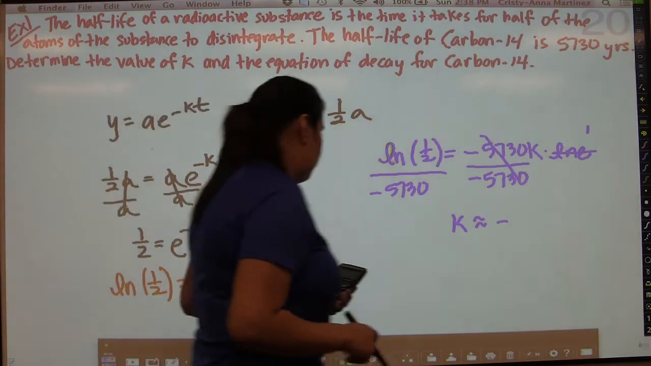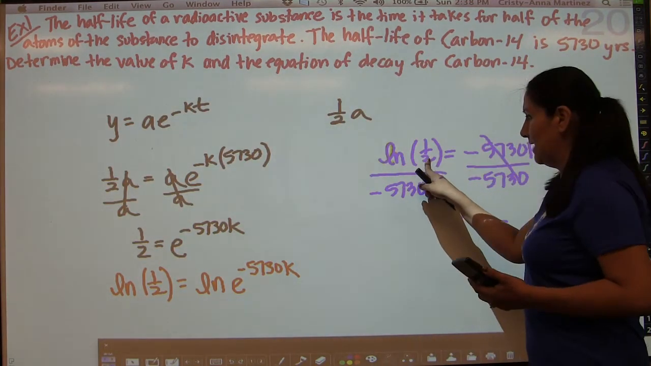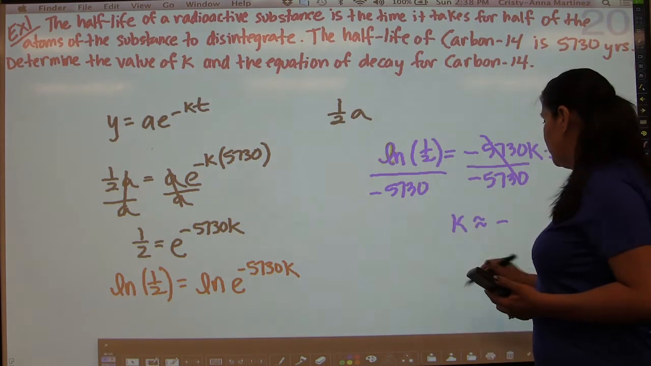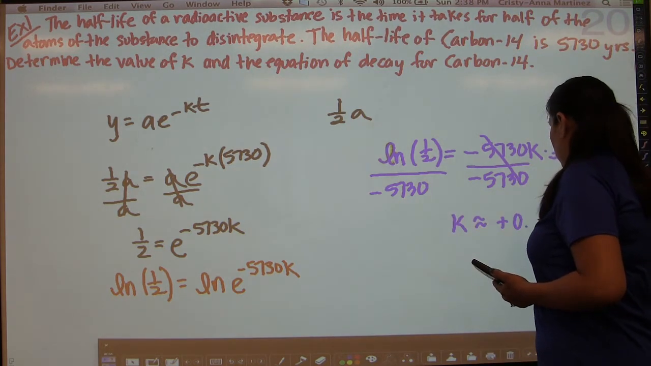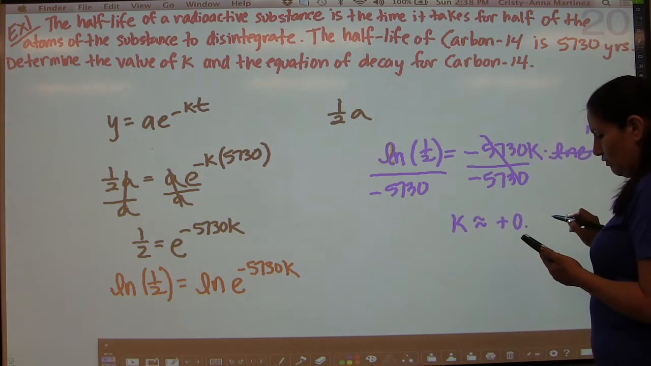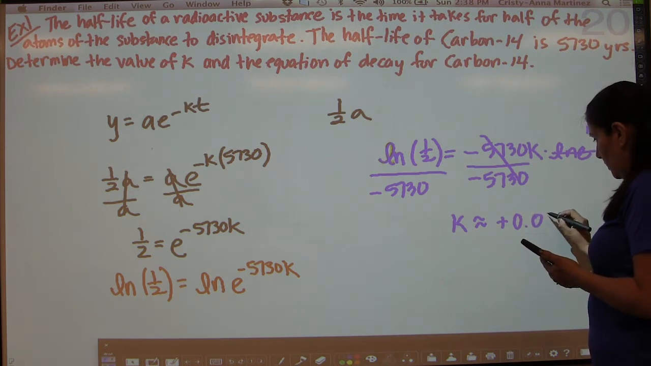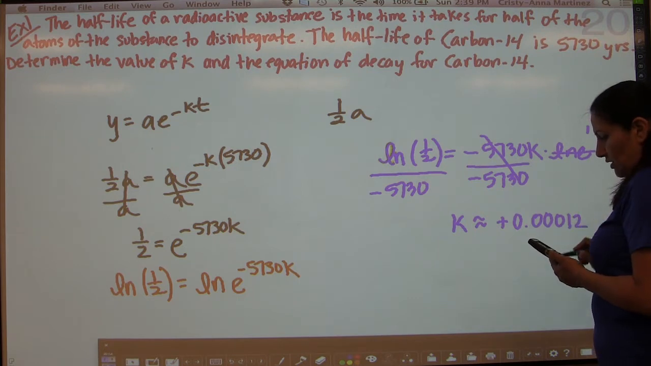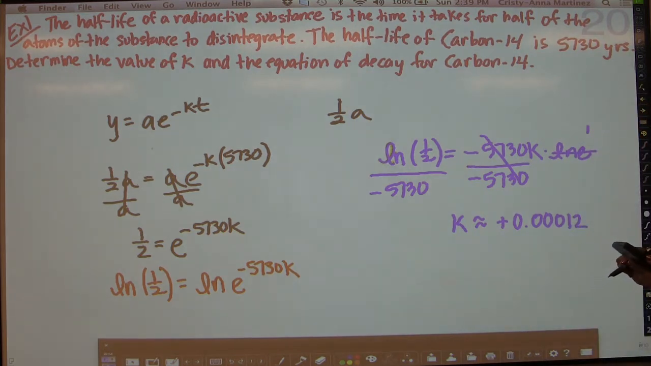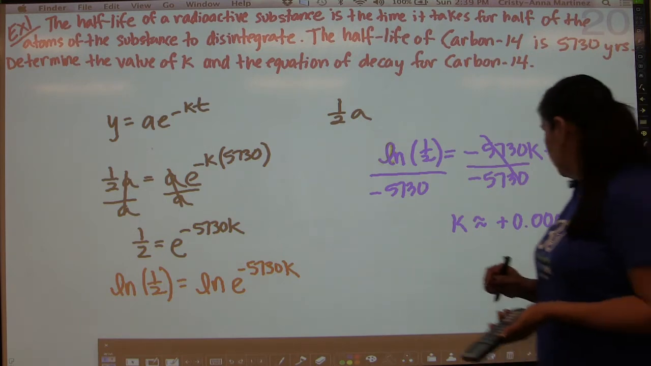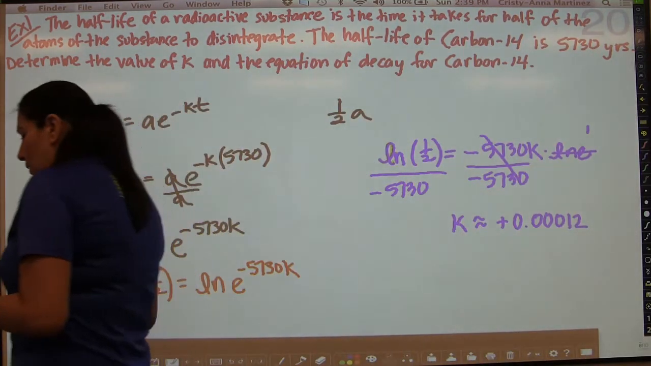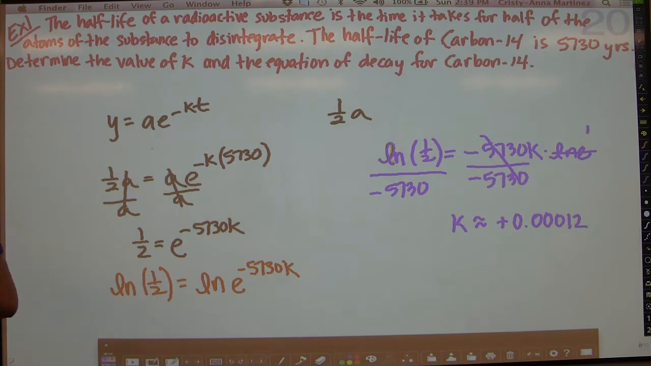K is approximately, because the log of 1/2 is negative, so negative divided by negative actually makes us a positive 0.0001, and we've got 4 decimal places, so 1, 2, 3, and then 1, 2. If I round, 1, 2, 1 actually, but there you go. So K is approximately 0.00012, or 1.2 times 10 to the negative fourth power. So that's our K value.